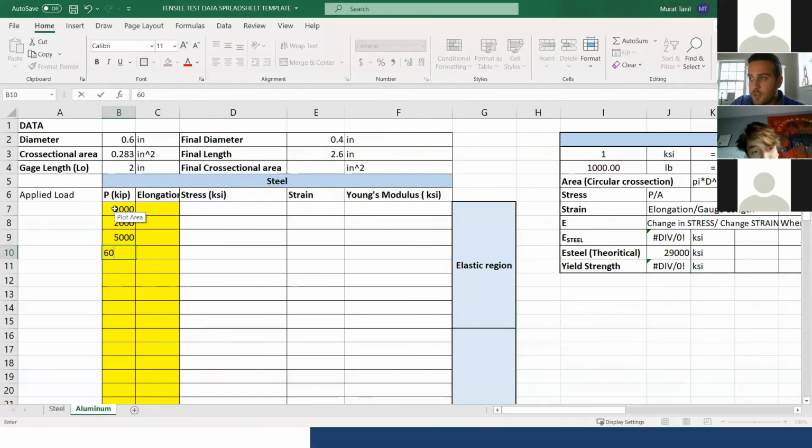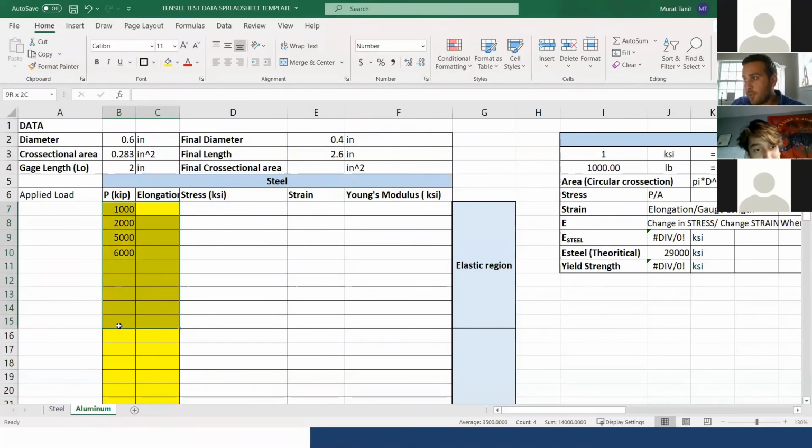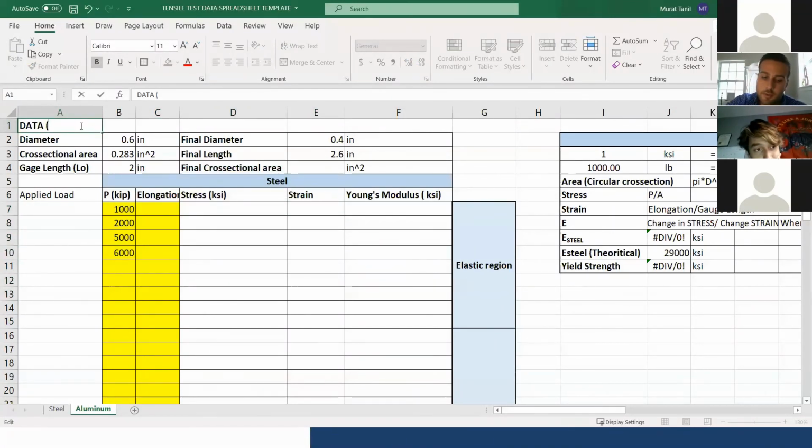6,000, and the corresponding elongation value that will be given. And you can calculate the stress and strain for aluminum. And this is the data for aluminum.